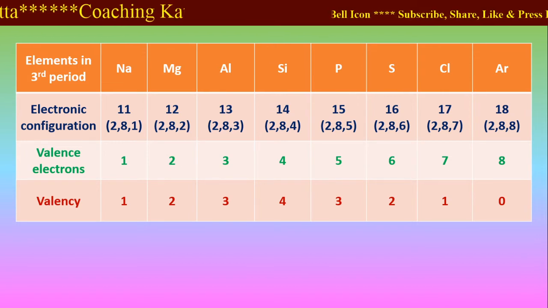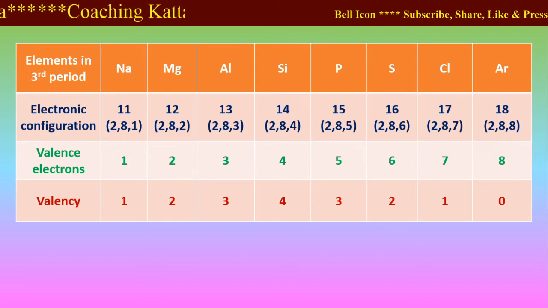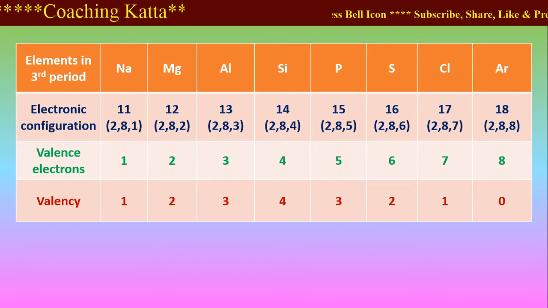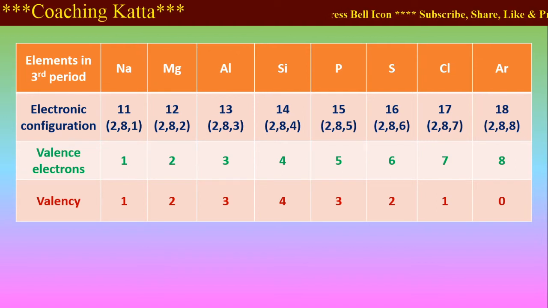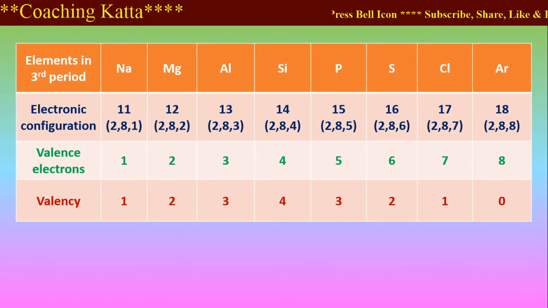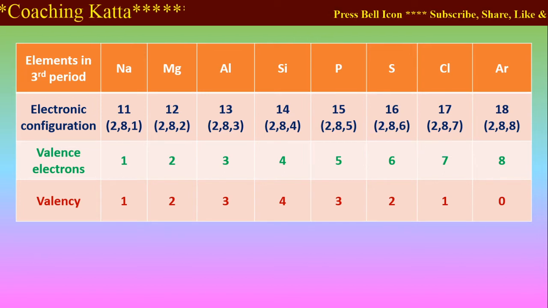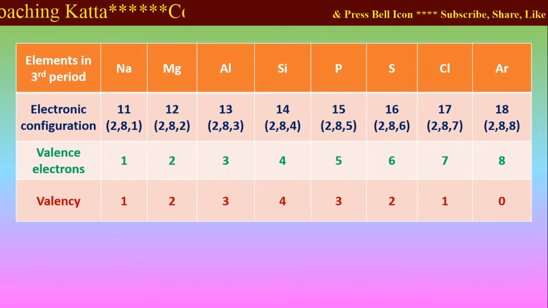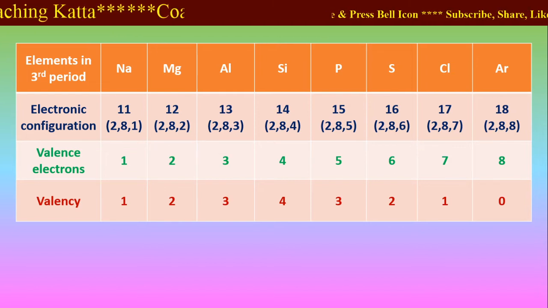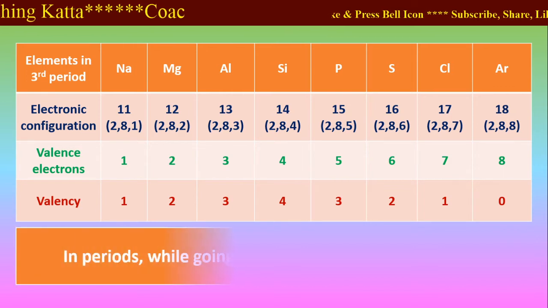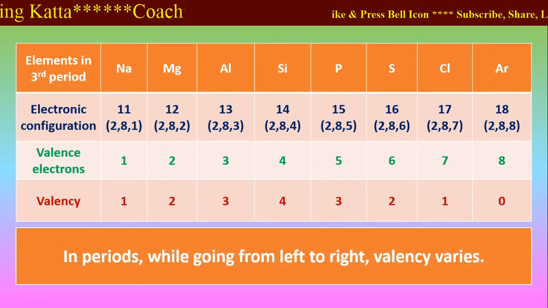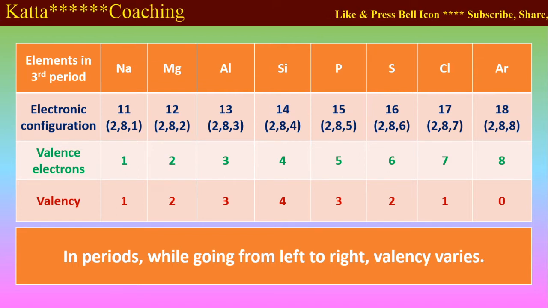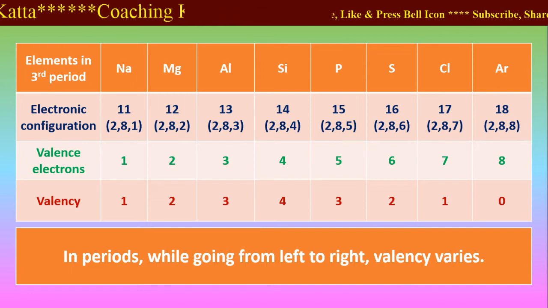Argon, so see the configuration of argon, it's 2, 8, 8. Argon has 8 valence electrons. It does not accept or donate electrons because its octet is completely filled. Therefore, its valency is equal to 0. So, the conclusion is, in periods while going from left to right, valency varies, means it changes.